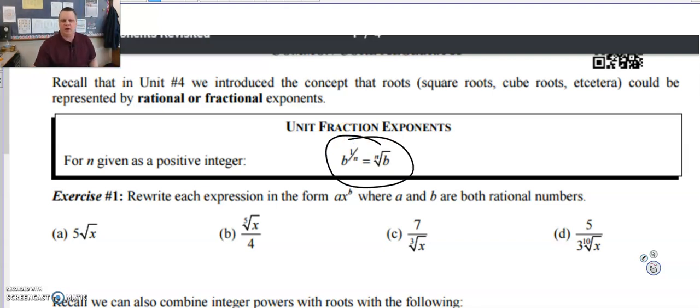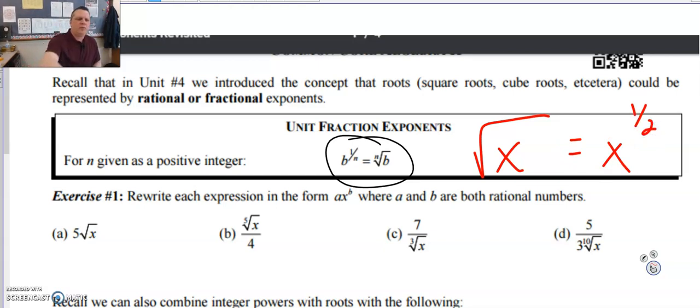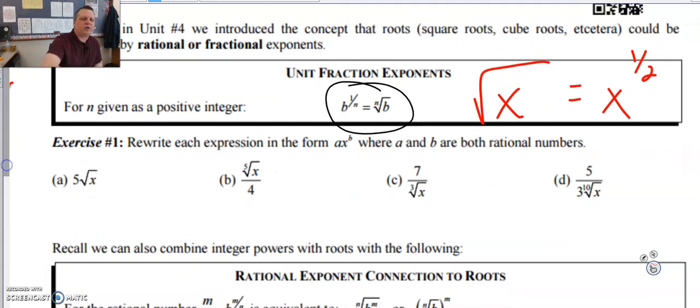Remember I said b to the 1 over n equals the nth root of b. Just like I think I used x like this, where x is to the 1/2 power. So just know that rule. You might have to switch it back and forth. Just be very careful what is underneath the radical and what is being raised to the power.